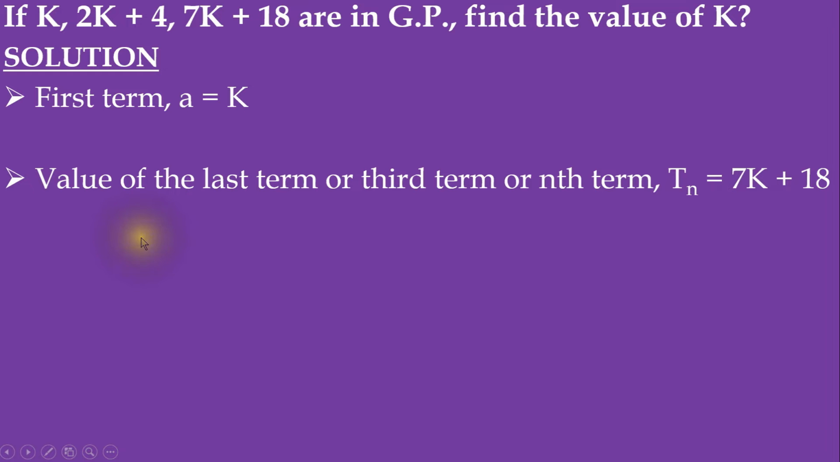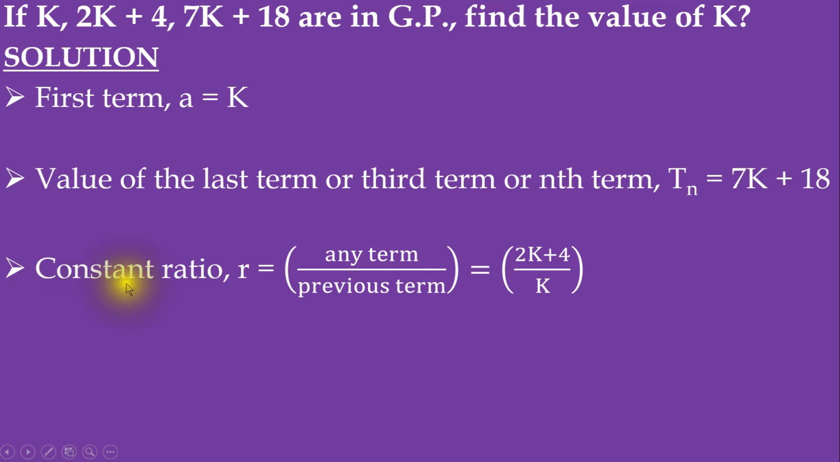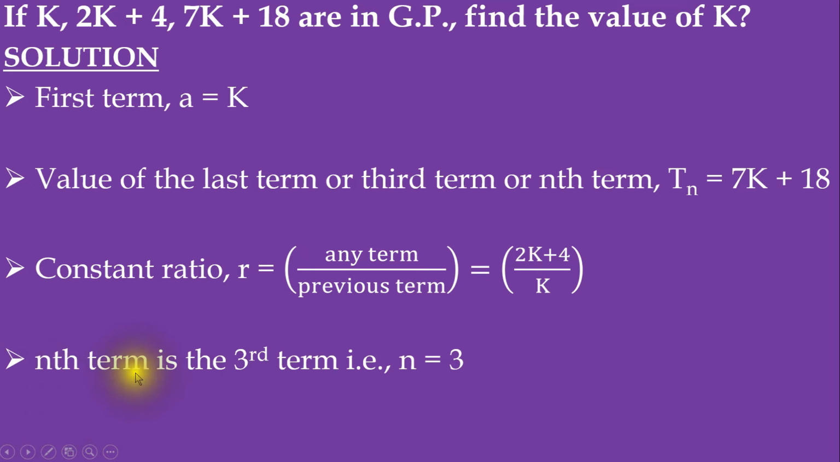Now we will write down the constant ratio for this sequence. Generally, the formula for constant ratio in geometric progression is R is equal to any term divided by previous term, where R is the constant ratio. So in this sequence, we will take the second term, and the previous term for the second term is the first term, which is k. Therefore, the constant ratio for the sequence can be written as R is equal to 2k plus 4 whole divided by k. Now, as I said earlier, the last term or nth term of this sequence is the third term. Therefore, we can write n is equal to 3.